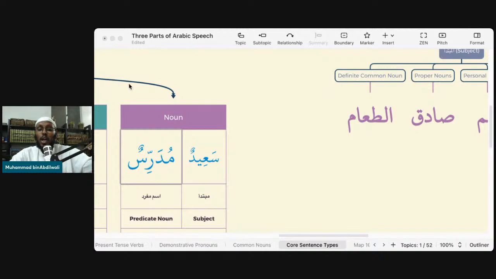Why is هم الطلاب wrong? What's wrong with this? What's wrong with هم الطلاب as a sentence? Okay, what's wrong with that?